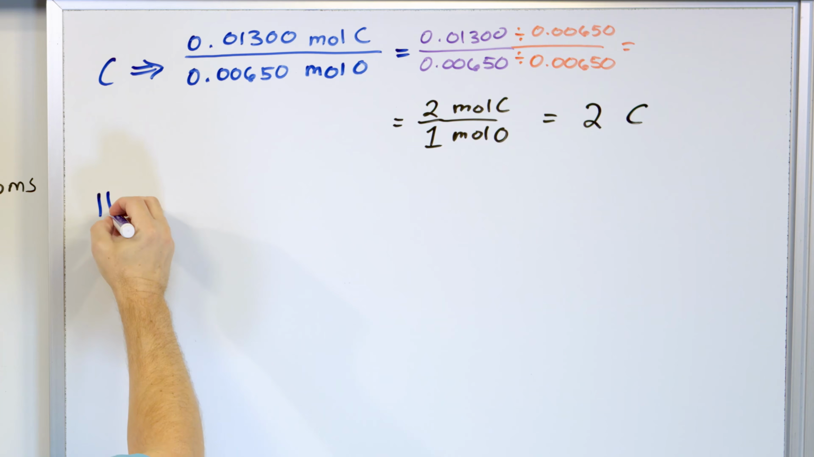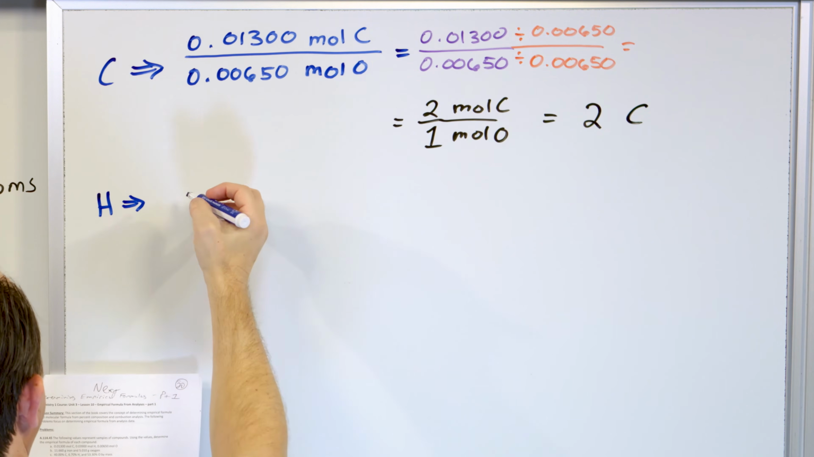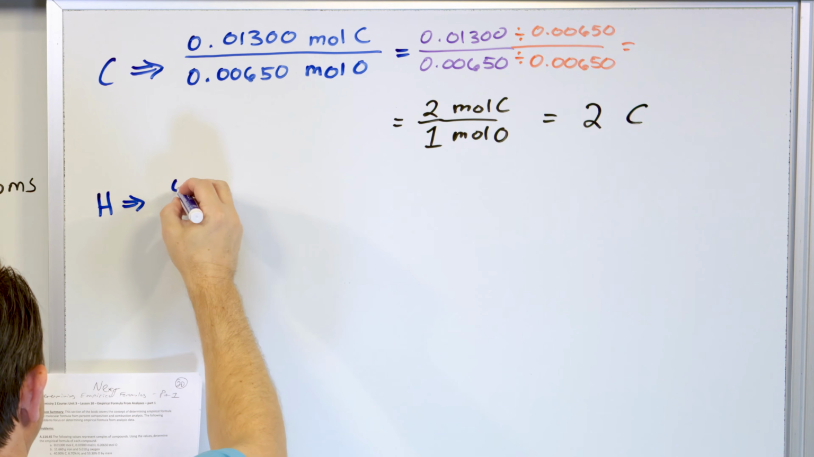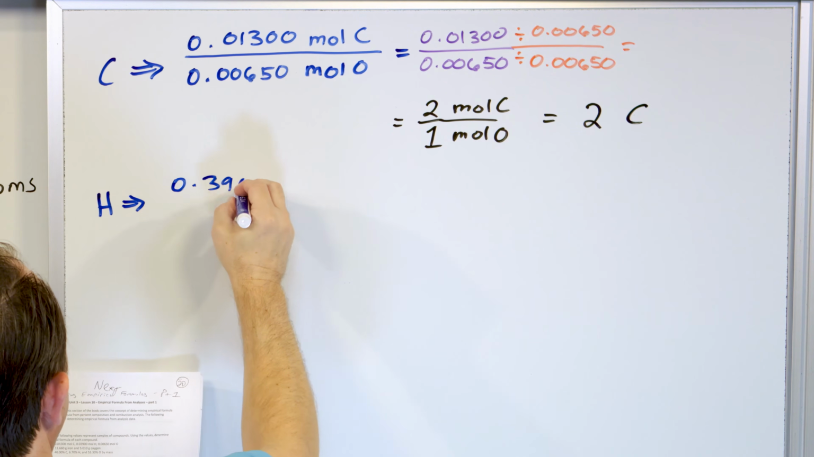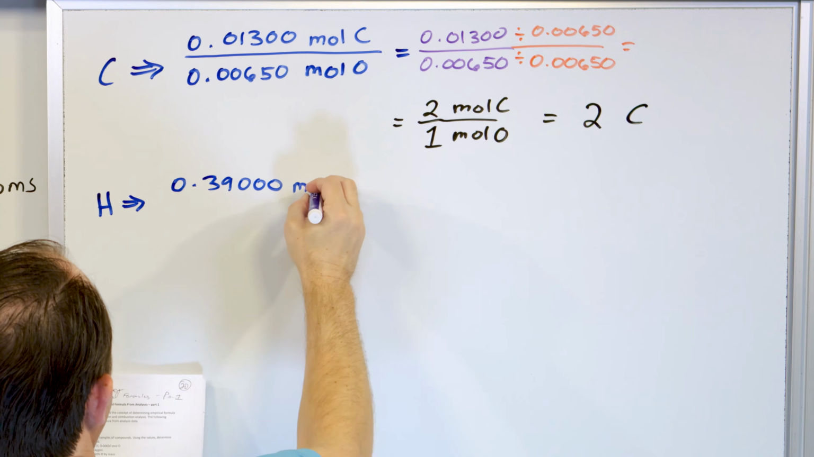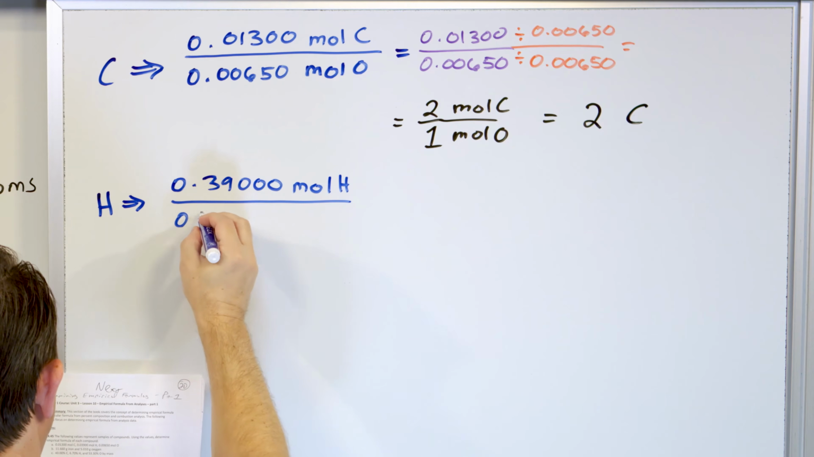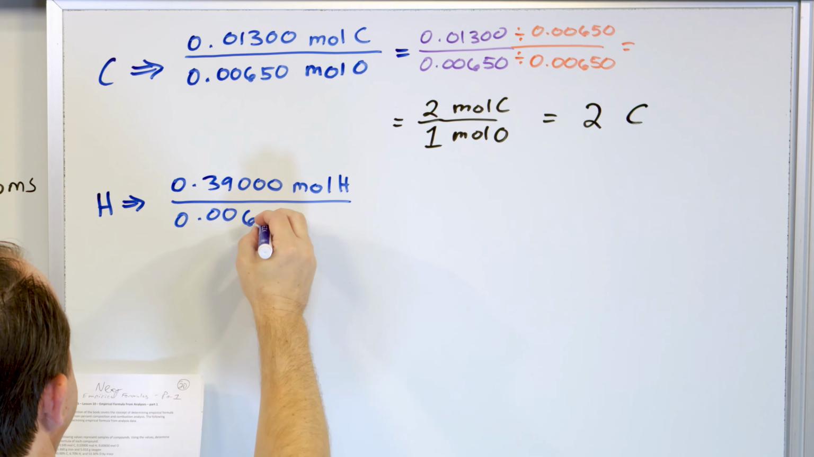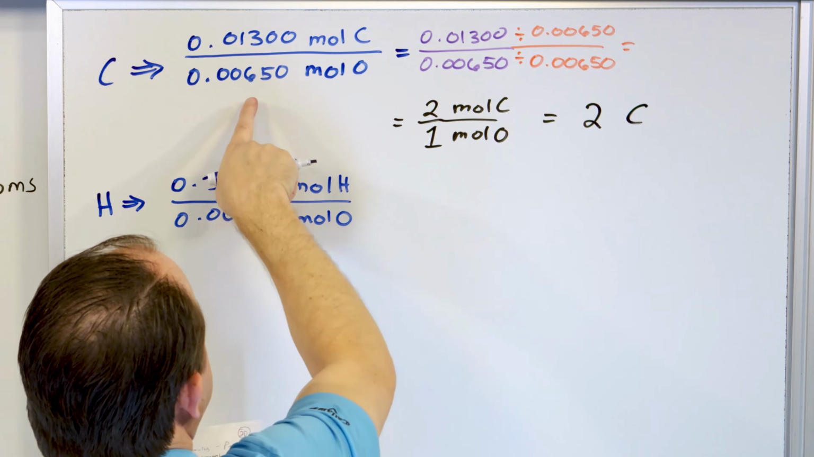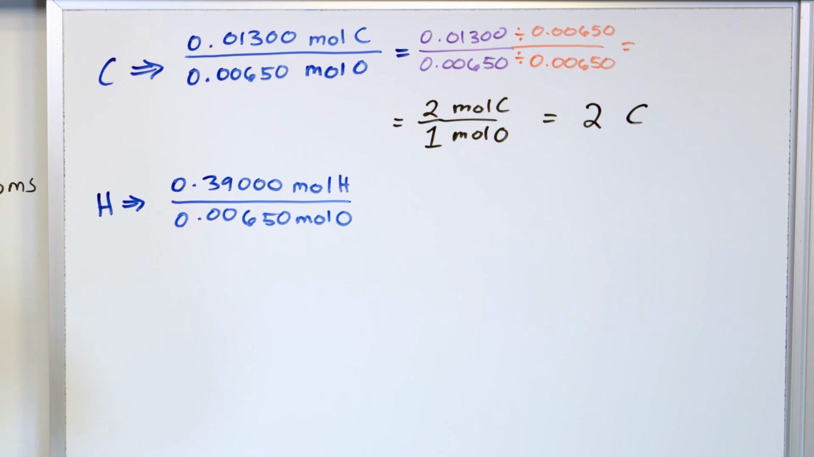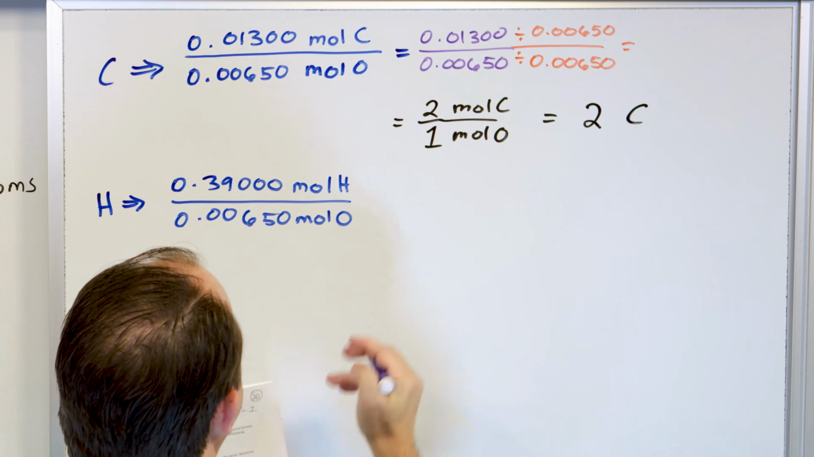Let's figure out what the mole ratio is for hydrogen. For hydrogen, in the problem statement, I had 0.39000, and that was moles of hydrogen. And on the bottom, it's 0.00650 moles of oxygen. I need to divide each one of these things by the same common number. I'm comparing it to the smallest number of moles that I have, which in this case is oxygen.